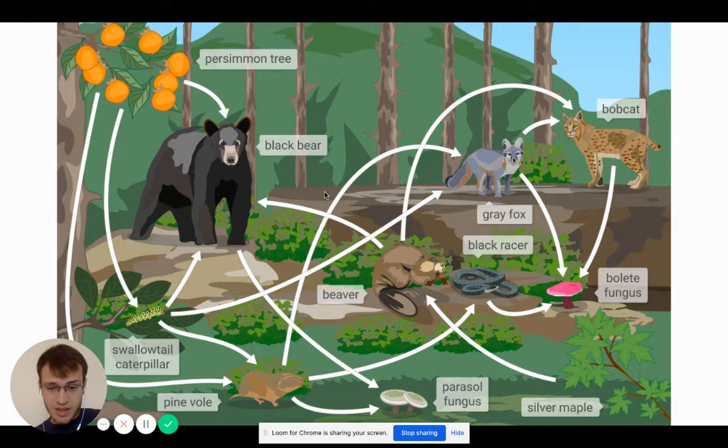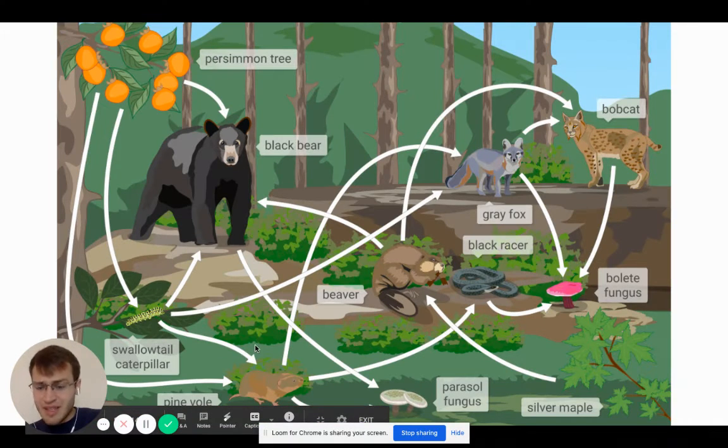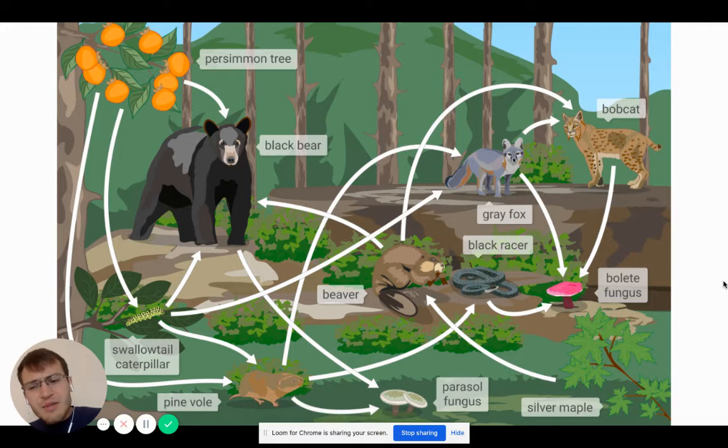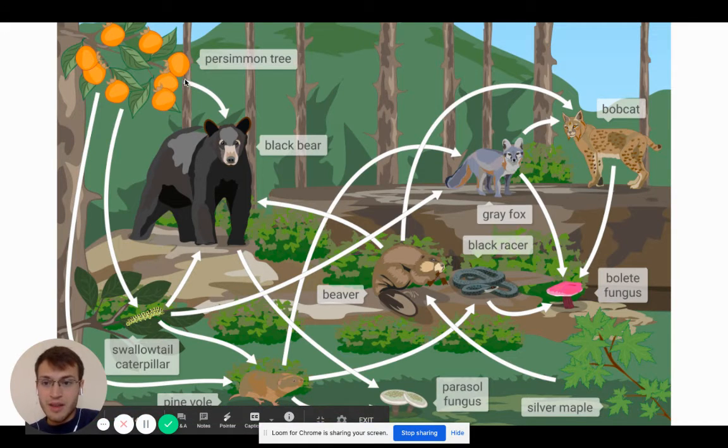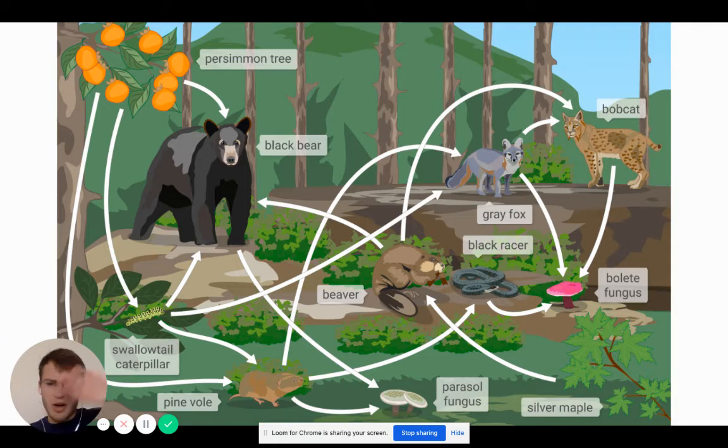All right. The other one that we have is the pine vole. And I see that maybe my face is covering the arrows a little bit, but the pine vole eats persimmons. So this arrow all the way up here goes all the way down to pine vole, which is down here. It eats persimmons, and it also eats caterpillars. See that arrow coming from caterpillar? These are the only two omnivores in this food web. And I don't think this is the complete food web. There are other organisms that are not on here. But from what we can see, these are the only two omnivores.